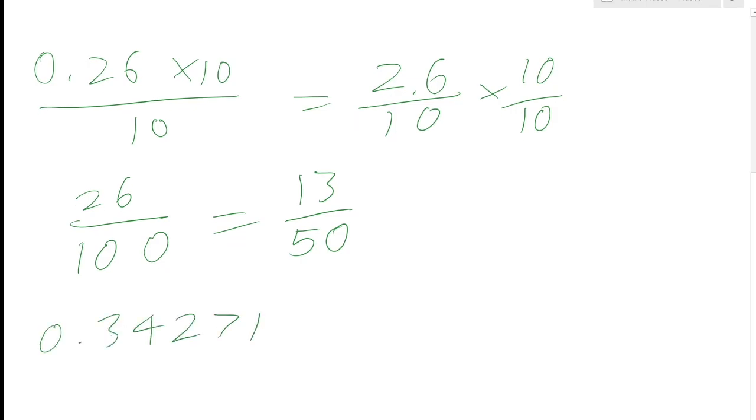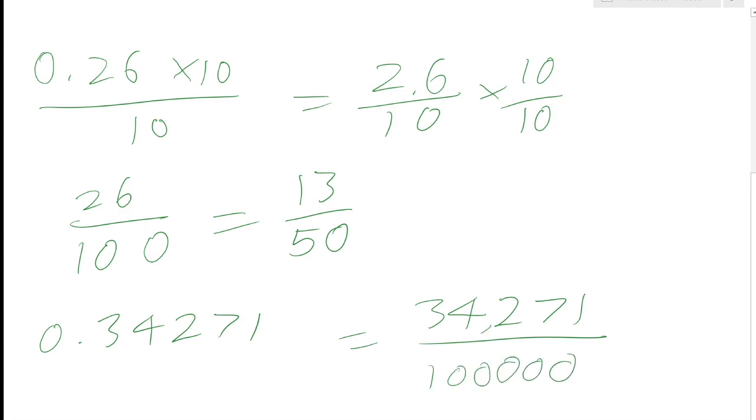0.34271. Now, if you keep multiplying through by 10, you will eventually get that this equals 34,271 over 100,000. You can check, you're going to multiply by 10 once, twice, 3 times, 4 times, 5 times, and 10 to the 5th is 100,000. You could then check to see if there are any common factors, but there aren't. 34271 has no common factors with 100,000 other than 1.